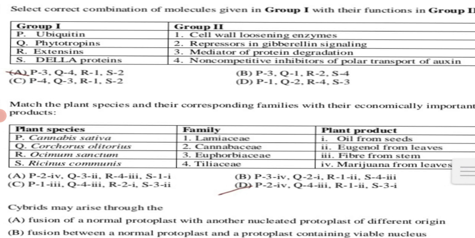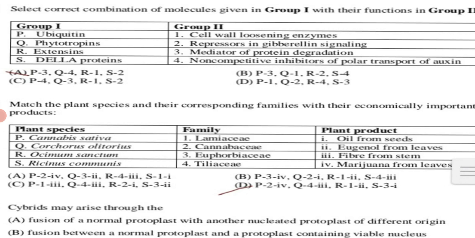And their leaves are useful for production of marijuana. P24. Then Q, Corchorus olitorius. The family of this Corchorus olitorius is Tiliaceae, and the fibers are produced from stems of this plant. Then R, Ocimum sanctum.